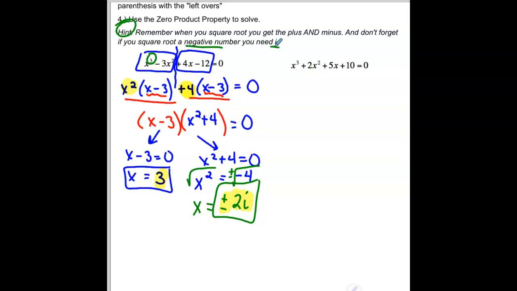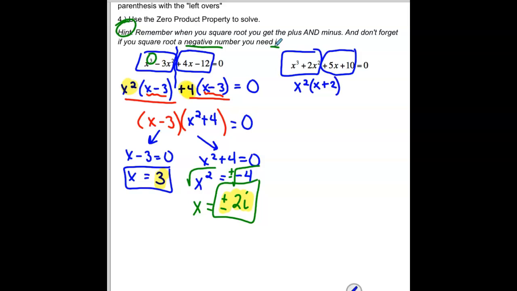All right, let's try another one. Again, we're going to split this up into 2 chunks. You take the first 2 pieces and separate them from the second 2 pieces. We pull out a GCF from the first 2. Again, we can take an x squared from that. It leaves me an x plus 2 left over.